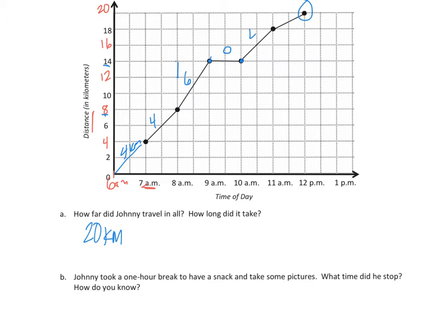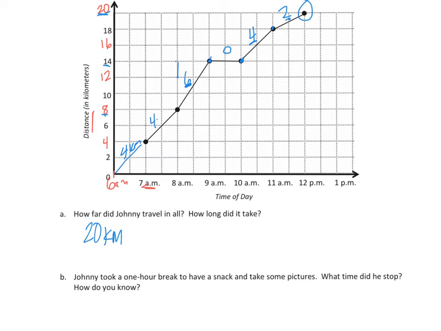He went another 4 because he went from 14 up to 18, and then from 18 to 20 is 2. So I could then add these up. 4, 8, plus 6 is 14, plus 4 is 18, plus 2 is 20. So I could do it that way too, but really just looking at where we hit at the end.